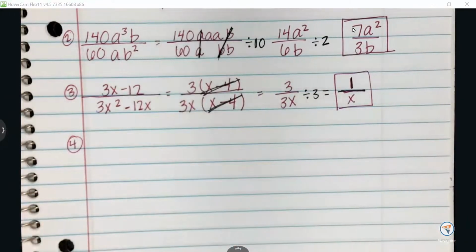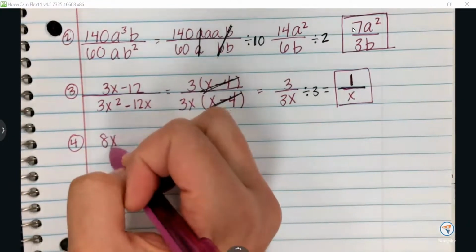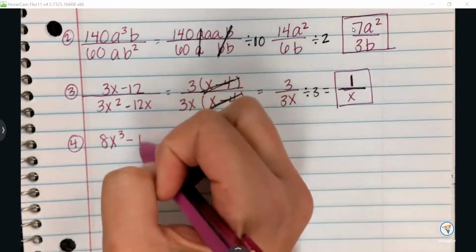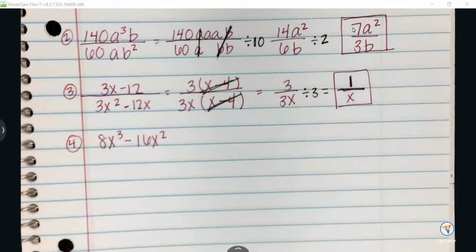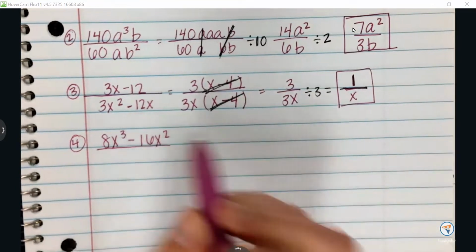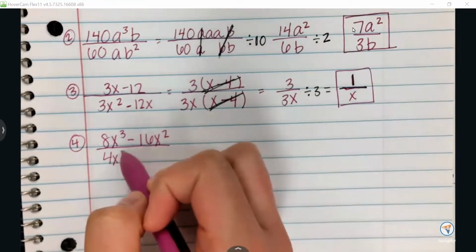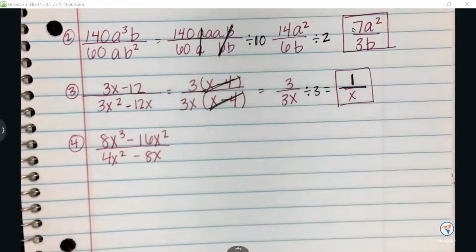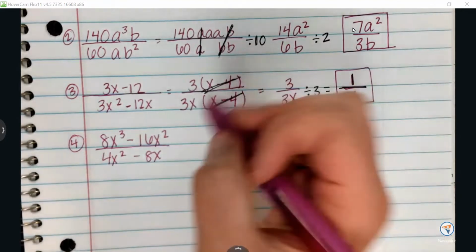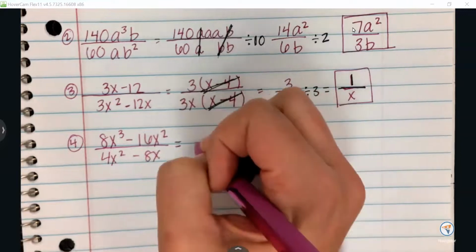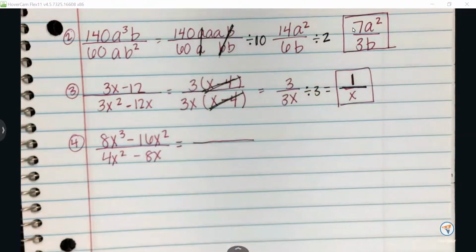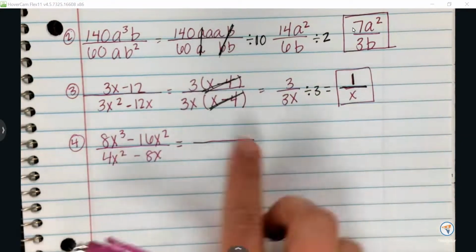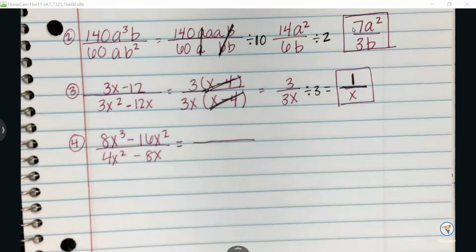Number 4 is going to say 8x cubed minus 16x squared divided by 4x squared minus 8x. Can I start canceling right now? No, because they're attached with the subtraction sign. I want you to see if you can go find your GCF and what's left over. So really quick, go see on the top if you can find your GCF and what's left over.